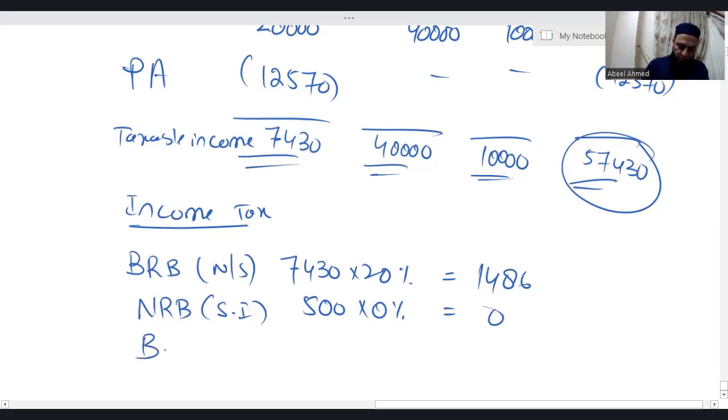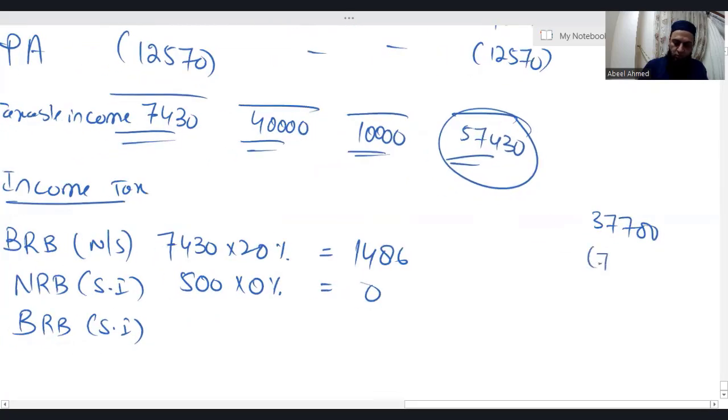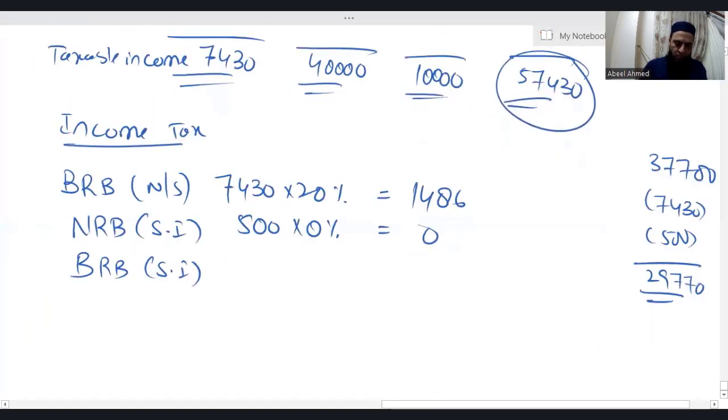Now let's see how much space is left in the basic rate band. The basic rate band limit is 37,700. Out of this 37,700, we have consumed 7,430. We have already used 500 as well. So let's see how much is left. 37,700 minus 7,430 minus 500. I'm getting 29,770. So still in the basic rate band, the space which is left is 29,770 into 20%.